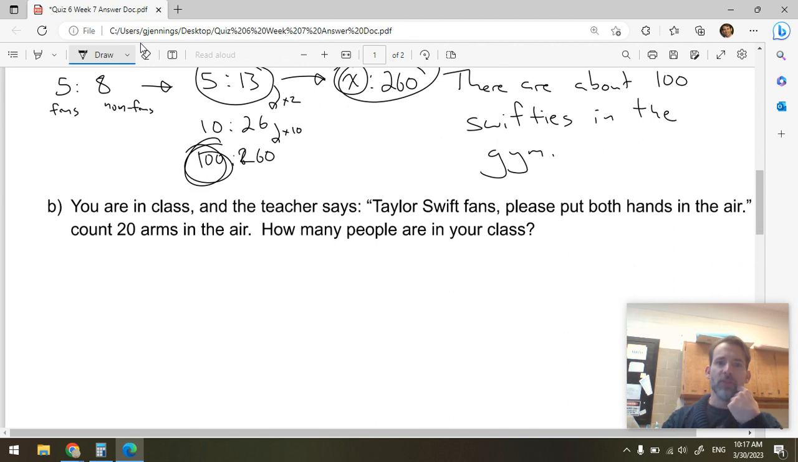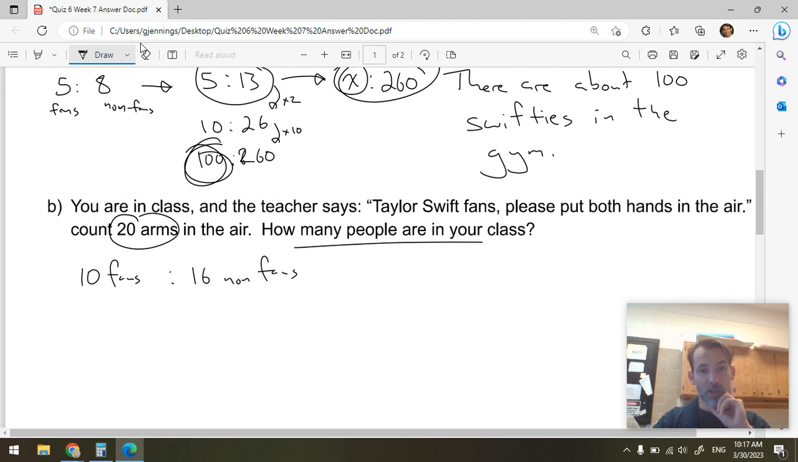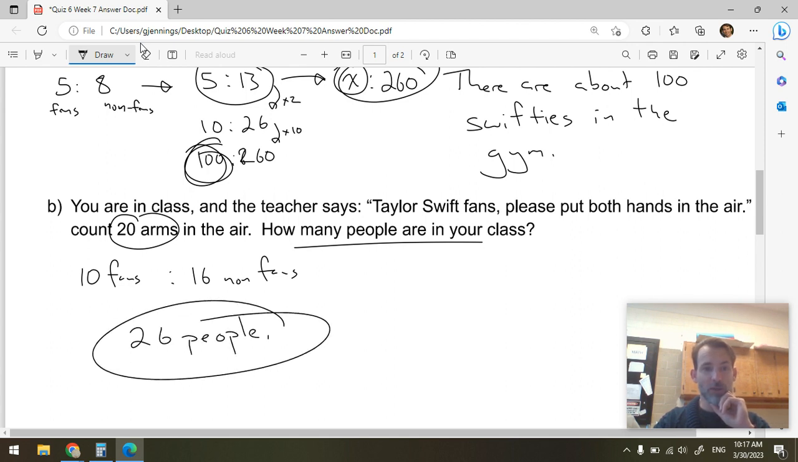Okay. So if you're in class and the teacher says, Taylor Swift fans, please put both hands in the air. Okay. Maybe I should have said like the teacher or someone plays one of her songs and every Taylor Swift fan puts up both hands in the air. And you count 20 arms in the air. All right. So everyone has 2 arms. So that would be 10 people, 10 fans. And if there's 10 fans, I would expect there to be 8 times 2, or 16 non-fans. So how many people are in my class? 26 people are in my class in total.